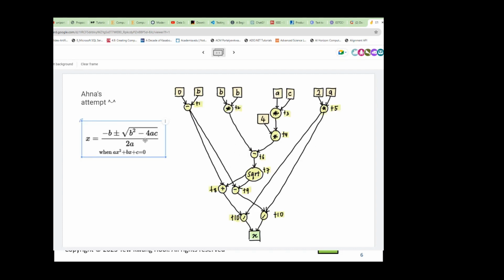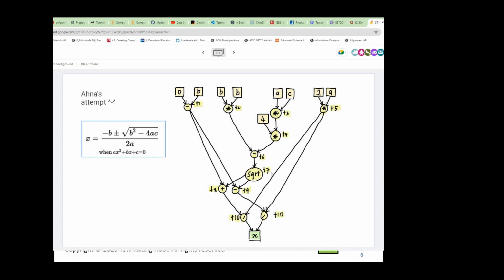Okay, what she does is she prepares negative b, then she does b square, she does AC, she multiplies AC first, then she multiplies with 4. Okay, so this is step 1, step 2, step 3. She multiplies the AC first, then only multiplies with 4, and then she prepares the term for 2A. Okay, good. So all these terms are already ready for her.